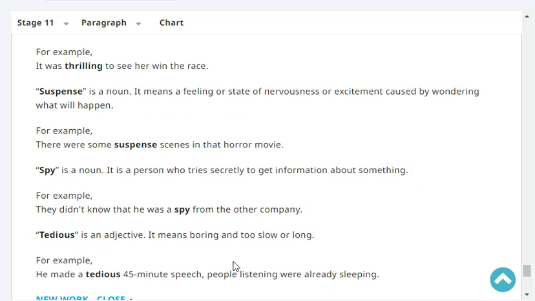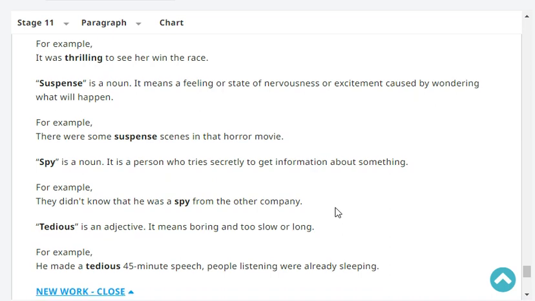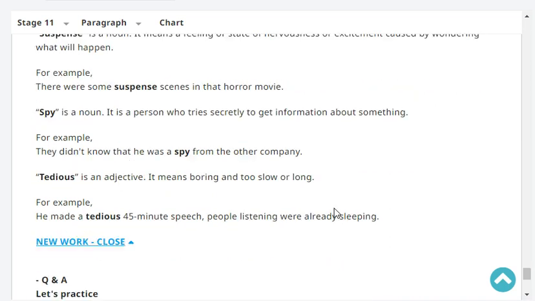The word spy is a noun. It is a person who tries secretly to get information about something. For example, they didn't know that he was a spy from the other company.